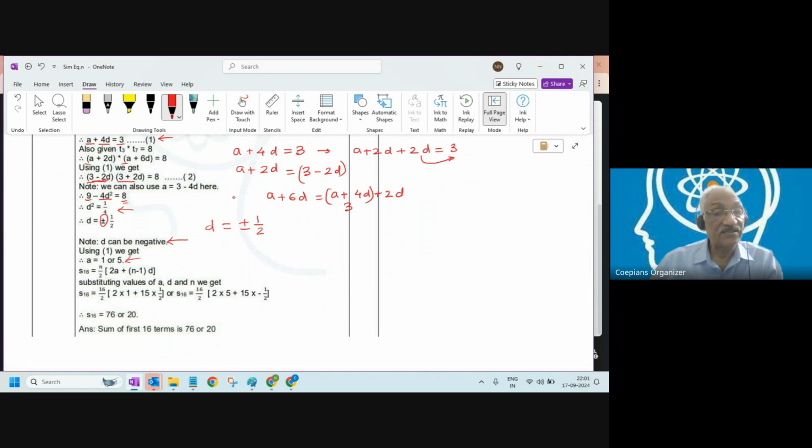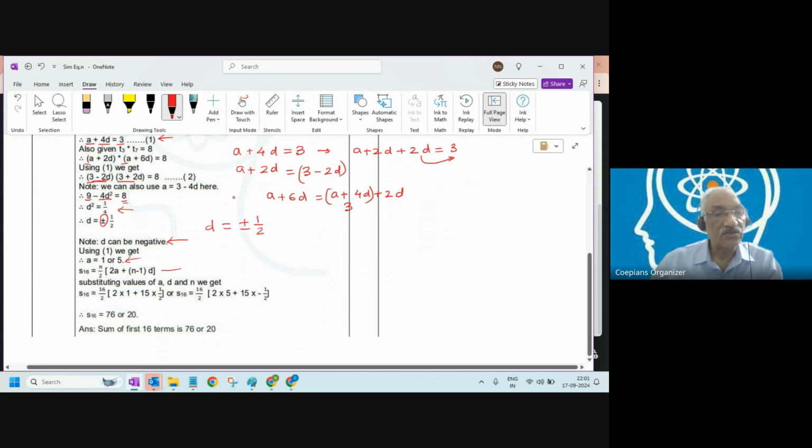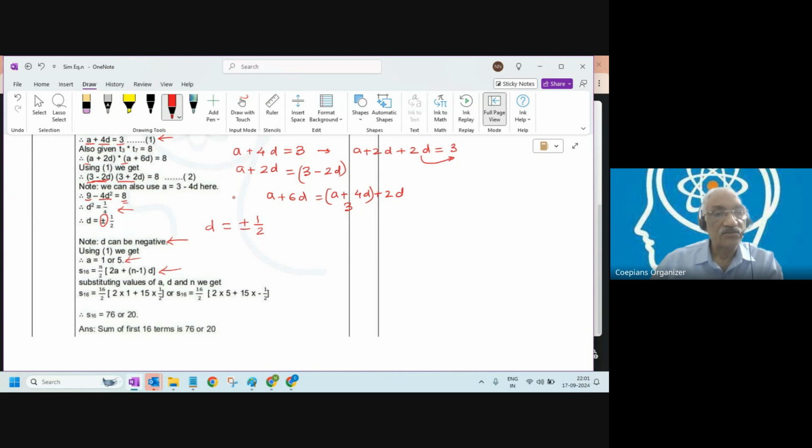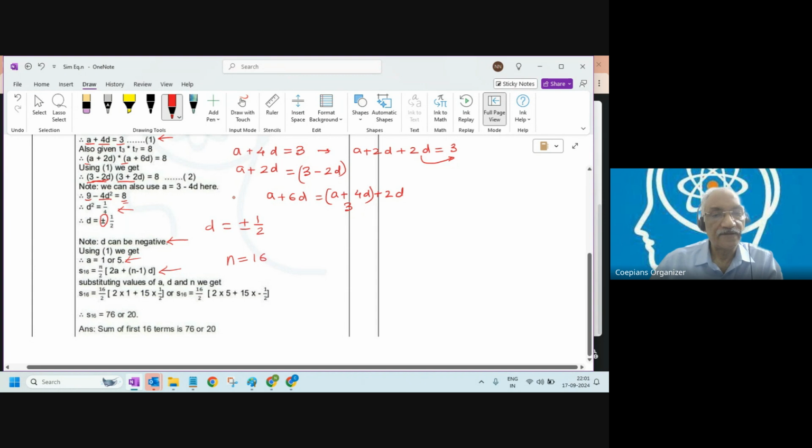Now, the last step, which is very important: we have to find the sum of 16 numbers in this particular series. So S16 is equal to n by 2 into (2a plus (n minus 1) into d). So n here is equal to 16. We have already found d as plus or minus half, and a as 1 or 5. So substituting, we get S16 as either 76.